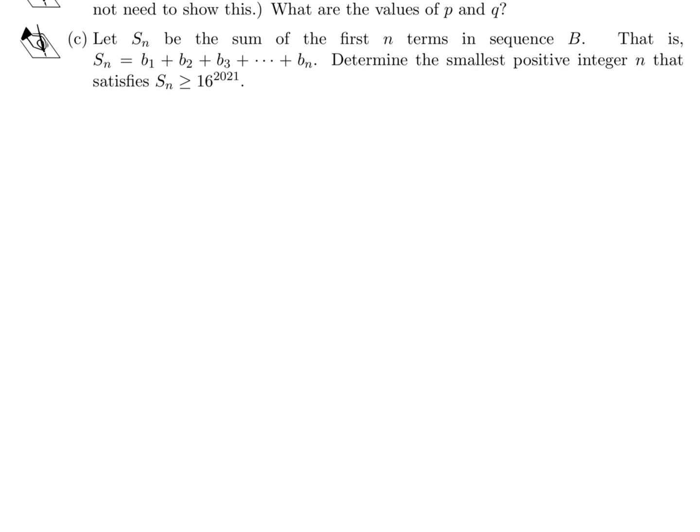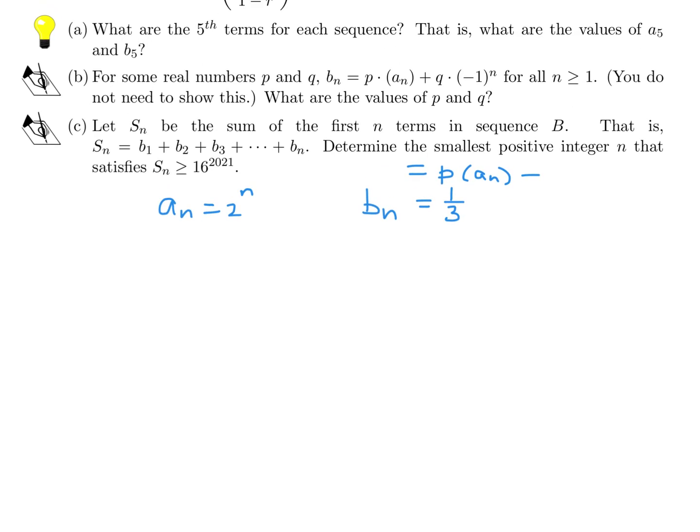Okay, so let's just write down some of the definitions first to remind us what they had given me. That an is 2 to the power of n. I don't think that's even required. And then bn is 1/3. Well, actually, it was p times an. I believe it was minus. That's right here. Let me just see. Yeah, well, sorry, it was plus q times negative 1 to the n.